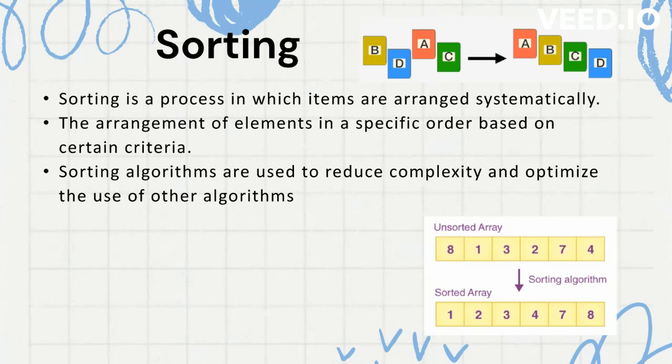The basic principle of sorting is involved. Sorting is the process in which items are arranged systematically. The arrangement of elements in a specific order based on certain criteria. Sorting algorithms are used to reduce the complexity and optimize the use of other algorithms.